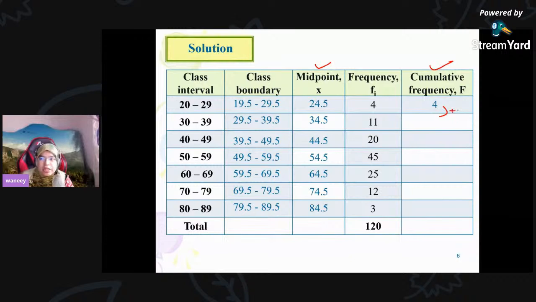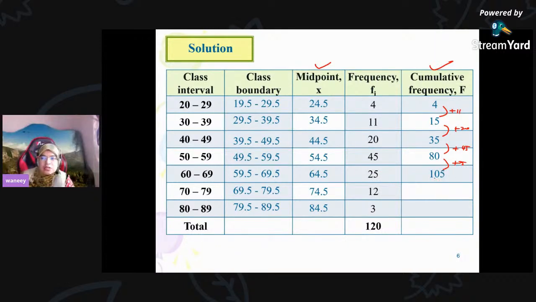So adding with 11, this one is equal to 15. And this is 20, so we're going to add 20 here. So 15 plus 20, 35. And then of course, add another 45. So this is 80, 80, and then we're going to add with 25 because the value here is 25.